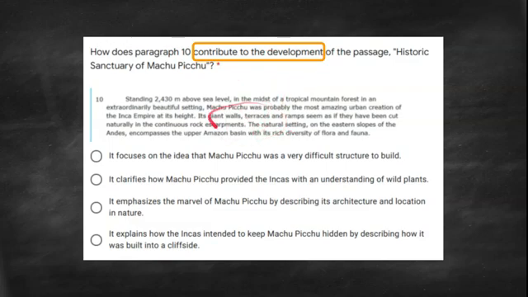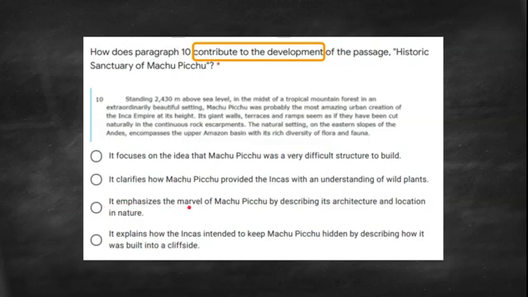Why did the author even put this paragraph in here? It has to be there for a reason, right? It's supposed to teach us something or point us towards something. So, how did this passage or this paragraph, what was its purpose? How did it help us? Okay. So, the correct answer for this one is C, right here.